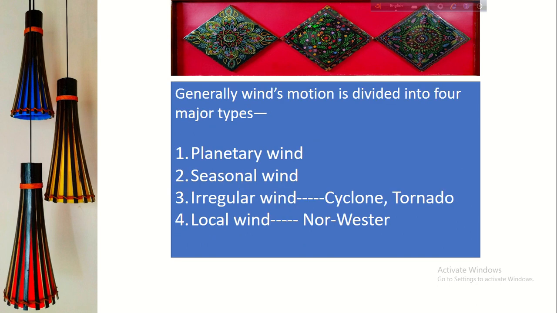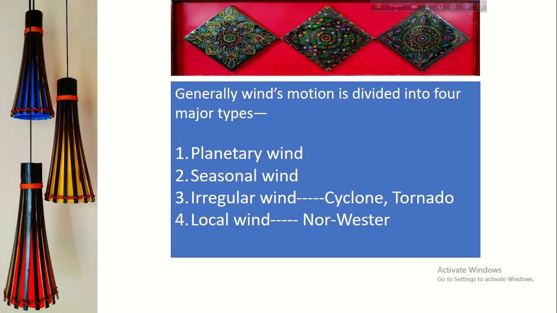Generally, wind motion is divided into four major types. I have mentioned these four major types for your understanding, because by the effect of these winds, cyclone, tornado and nor'wester occur. Number 1, planetary wind. We can say it is regular wind. The earth is rotating from west to east and the wind also rotates from west to east, and it does not have that great an impact on our earth's surface. In Bengali, it is known as Nyutobayu.